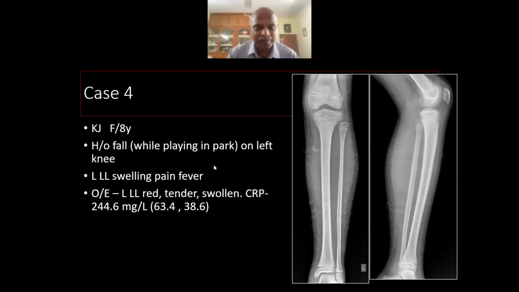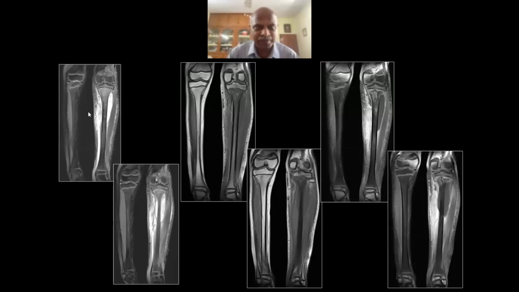Another example, a young girl who had a trivial fall while playing in the park over the left knee joint and presented with swelling and fever. Clearly an infection that is involving the leg. So we've gone ahead, and you can see on these radiographs, there's soft tissue swelling there, but nothing really else in the bone, or no suggestion of a knee joint effusion either.